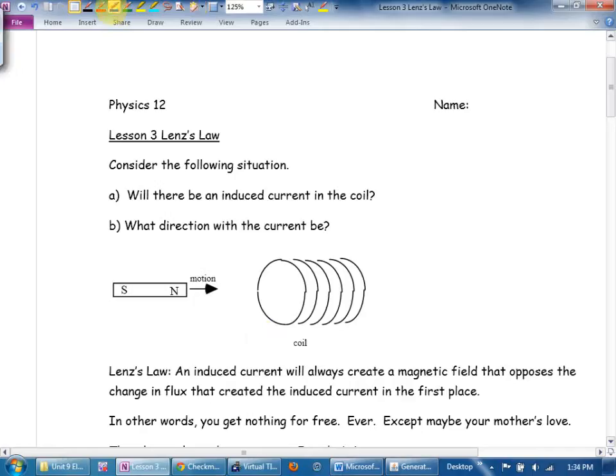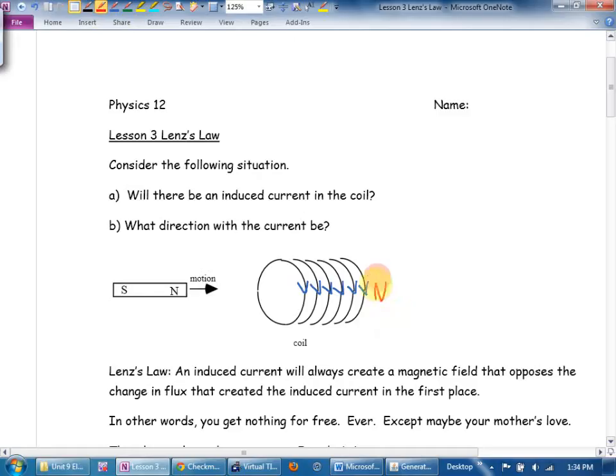Don't write this down. The first possibility would be the current could go this way. If the current went that way, using your right-hand solenoid rule, which side of this would be the north pole, the left side or the right side? Are you with me? Okay. If the current went this way, which is wrong, don't write this down, which way would be the north pole, the left side or the right side?